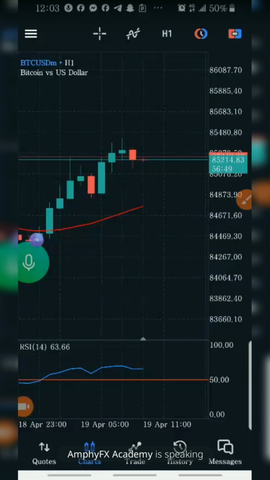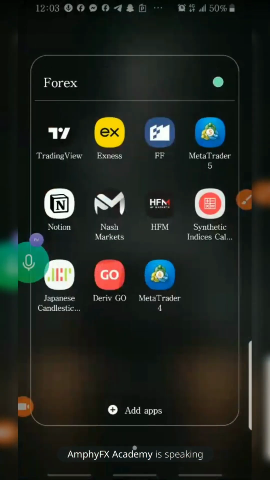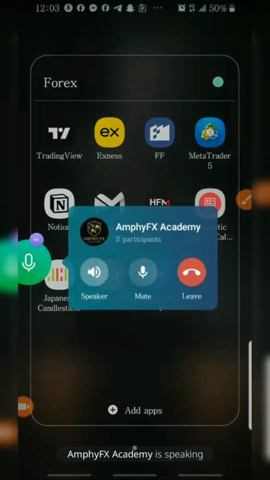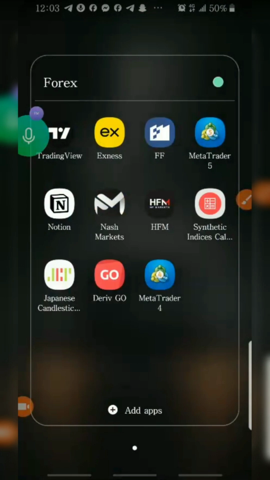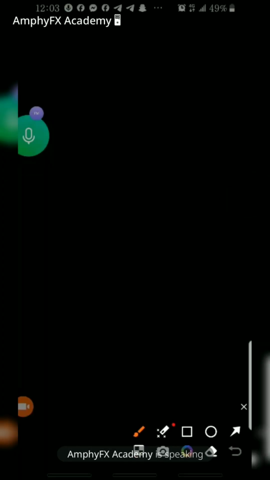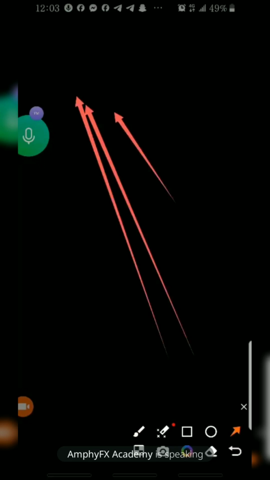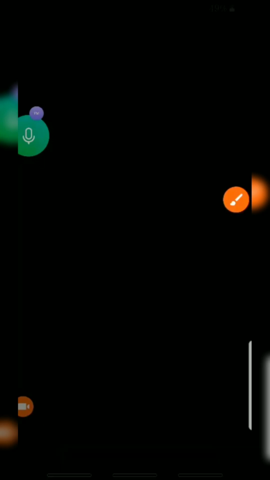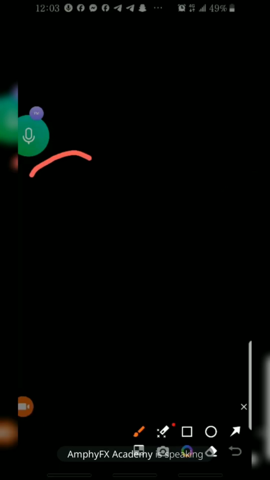I think I have it on my phone. Let me show you. You can see Japanese candlestick. Let me open it. Candlestick patterns, JCP. You can see candlestick patterns, right? Let me click on it. You can see different candlesticks. We have bullish candlesticks. You can see it.